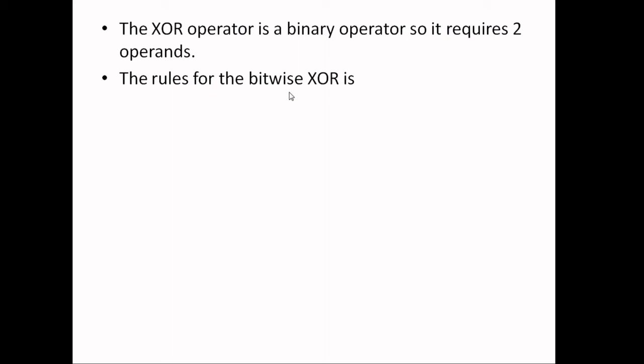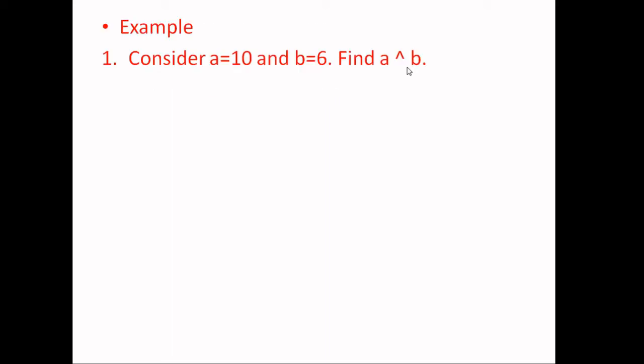Let us understand through an example. Consider A is equal to 10, B is equal to 6. You have to find A XOR B, bitwise XOR. Let us go through the solution. The binary value of A, which is 10, is 00001010. Again the binary value of B, which is 6 in this problem, is 00000110.